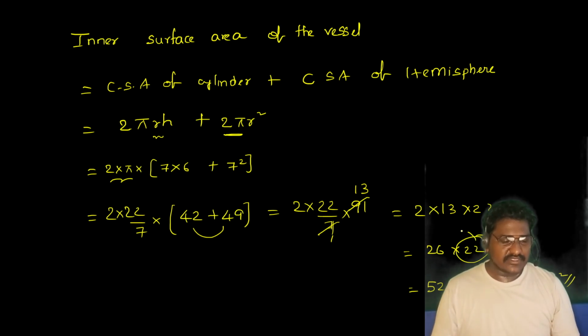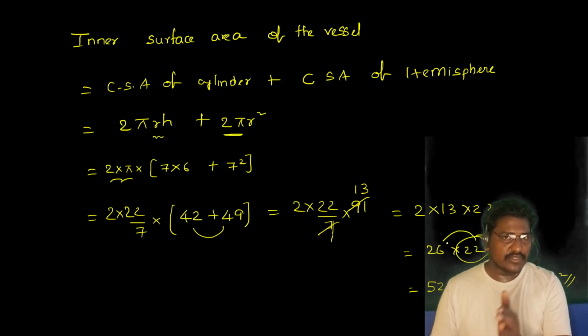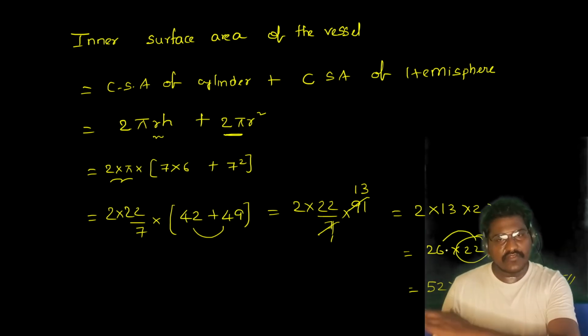Since I know the trick of multiplying with 7, I will never multiply with 22 directly. Instead, I will transfer this 2 to this side. 26 2s are equal to 52. 52 11s are equal to 572.